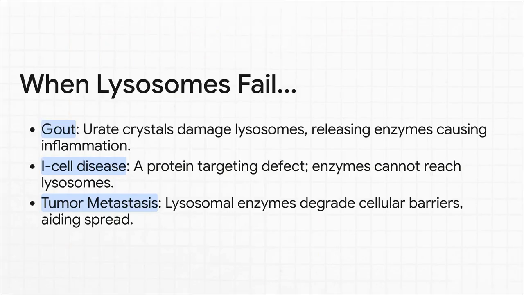So what happens when the garbage collectors go on strike? Well, it's not pretty. Take a condition like gout. Sharp crystals build up inside the cell, and they can actually puncture the lysosomes. This releases all those corrosive enzymes out into the cell, causing massive inflammation and pain. It's a pretty intense example of how, when one tiny system fails, the whole city suffers.